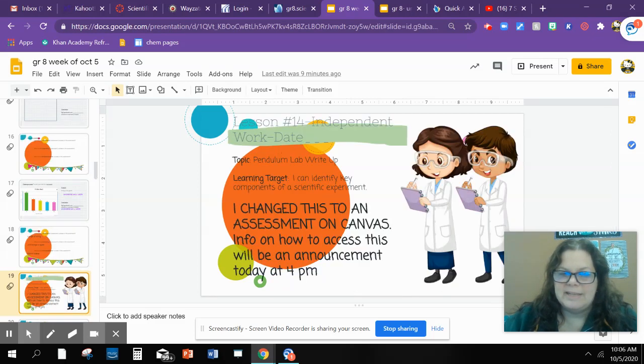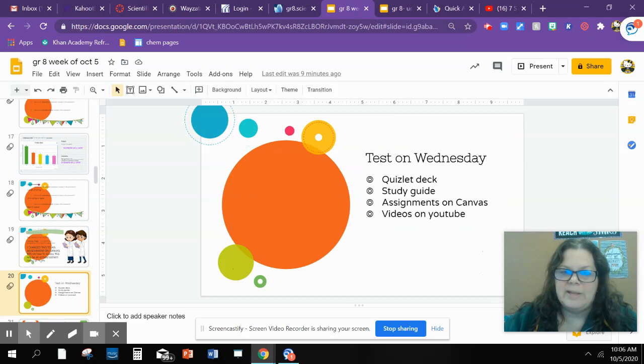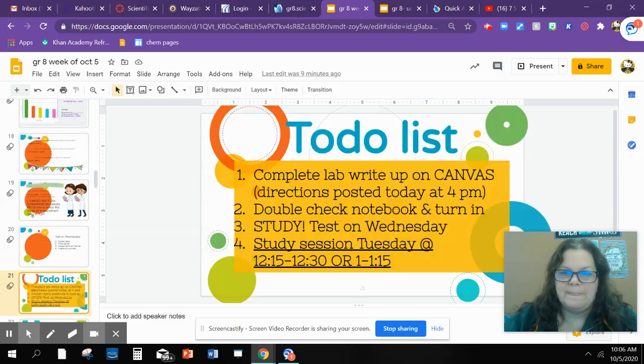Tomorrow you'll be taking an assessment, making sure you know the parts of a controlled experiment. Originally it was going to be something you wrote, but instead it's going to be an assessment on Canvas. I'll be posting information about this at 4 p.m. on Monday. On Wednesday, you have a test. So tomorrow you should do things to prepare for it. You could use the Quizlet decks, you could complete the study guide, you could go back and look at your assignments on Canvas, and you could look at videos on YouTube.